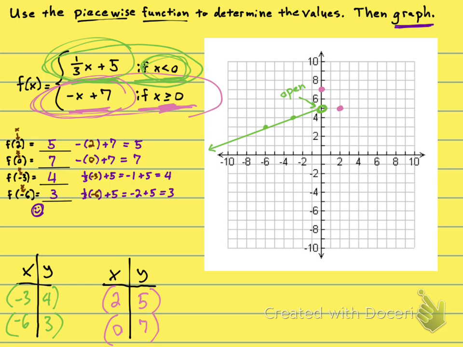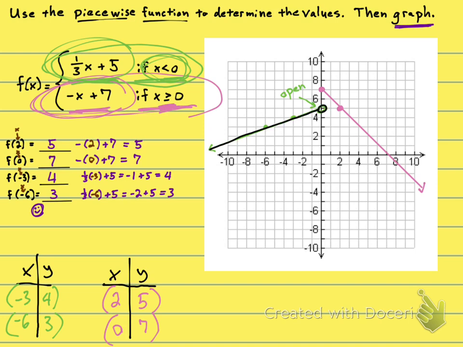And of course, you could pick some more points if you want to help you make a better line, but this is going to do this, and then I'm going to draw my little arrowhead right here. And this is my piecewise function. Okay, now when you put this together and you're going to give your work, of course it should all be the same color.